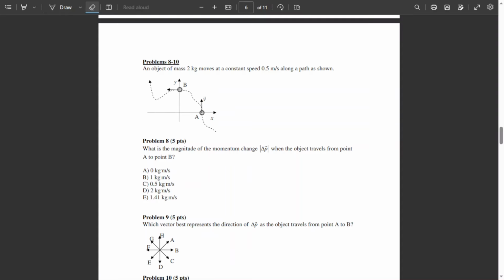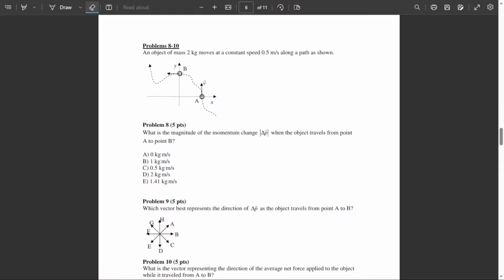Alright, questions 8 through 10. An object of mass 2 kilograms moves at a constant speed, 0.5 meters per second, along a path as shown. What is the magnitude of the momentum change when the object travels from point A to point B? So, in our graph we have point A and point B. The velocity starts in this direction, and then at B it's moved 90 degrees to be in that direction. We're told the speed is constant, so the only thing that's changed is the direction it's pointing, and we want to know the momentum change.